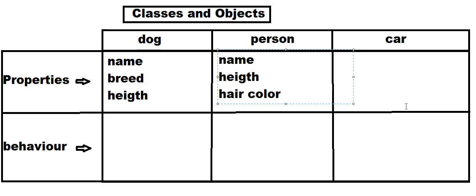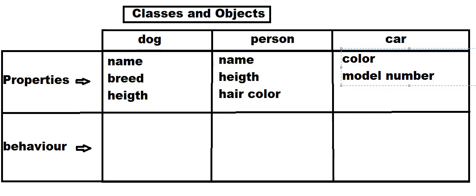Now, what can be the properties of a car? Color, model number, and the company name can be properties.